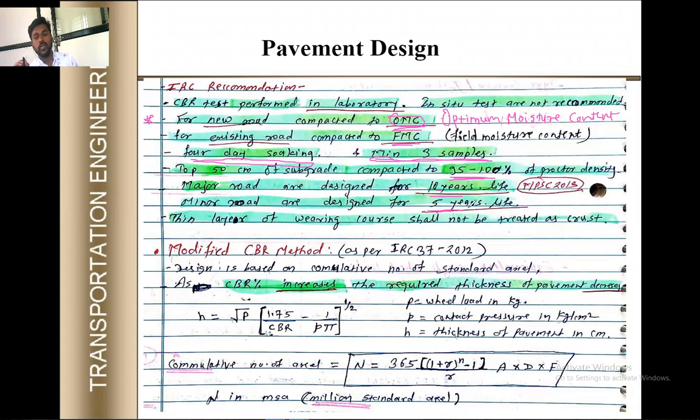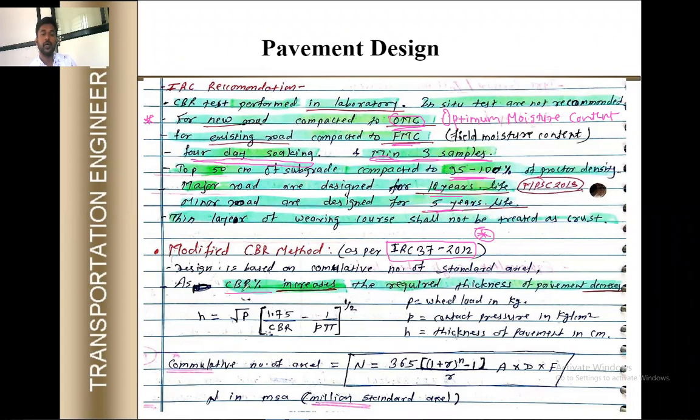Thin layer of the wearing course shall not be treated as the crust. We have to go for the more layer. Then, as per the modified CBR test, it is taken as per IRC 37/2012. This is very important. IRC 37/2012 is used for the CBR method, that is flexible pavement design.